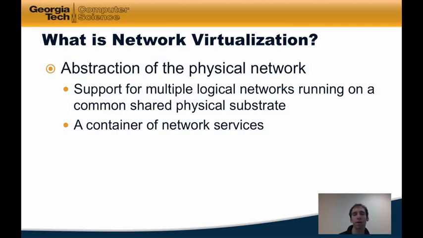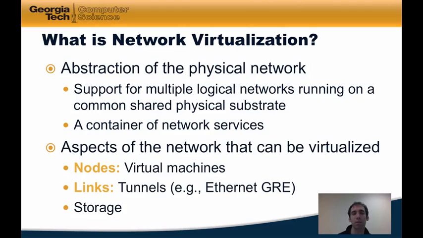Another way of viewing it is as a container of network services from layer 2 all the way up to layer 7 that can be instantiated on some underlying physical platform. There are various aspects of the network that can be virtualized, and together these technologies support network virtualization. So on one hand, the nodes need to be virtualized. One technology for virtualizing those nodes is with virtual machines, and we'll look at various examples of virtual machine technology in this lesson.